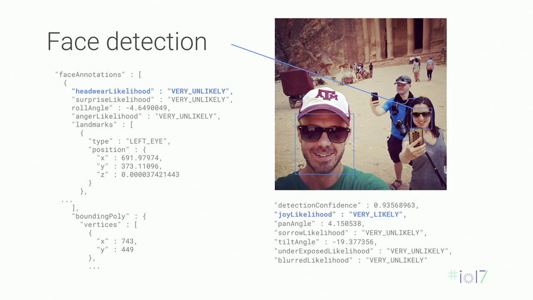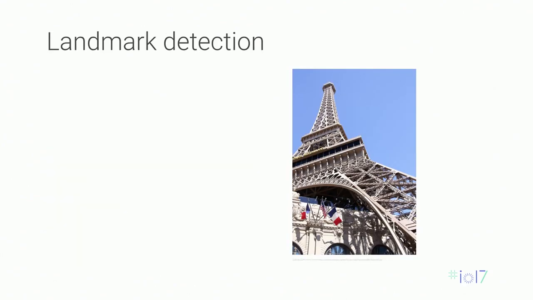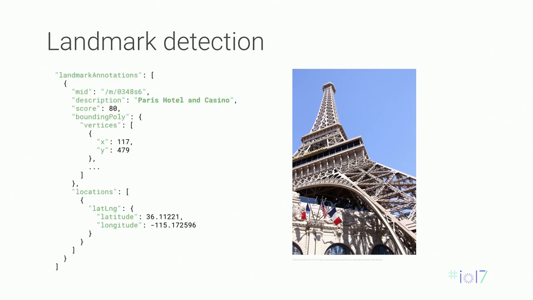The next JSON response I want to show you is landmark detection. So everyone knows what this is, right? This is the Eiffel Tower in Paris. It's actually not. I was fooled too, don't worry. It is the Paris Hotel and Casino in Las Vegas. So I wanted to see, could the Vision API spot the difference? And the answer was yes. With 80% confidence, it's able to identify this as a Paris Hotel and Casino in Las Vegas, and we get the latitude, longitude coordinates of that landmark.